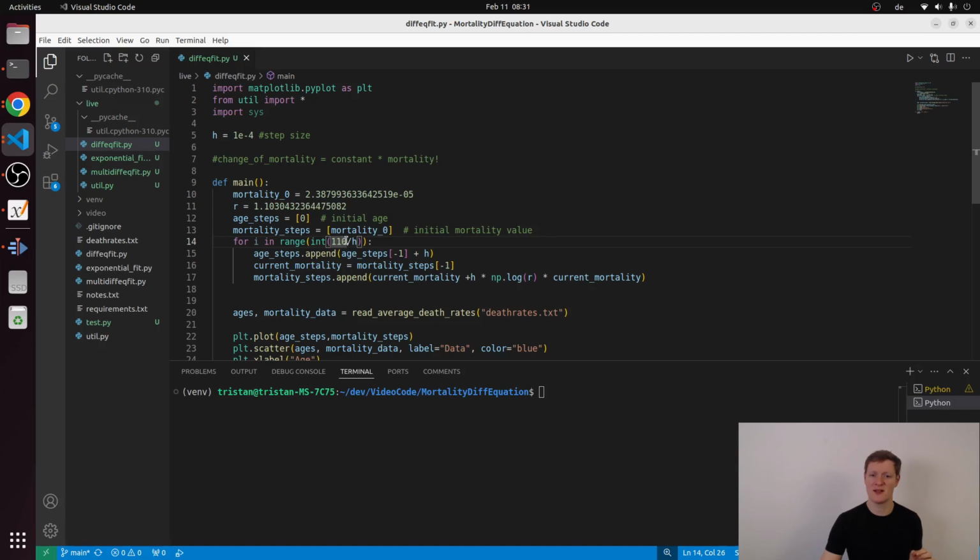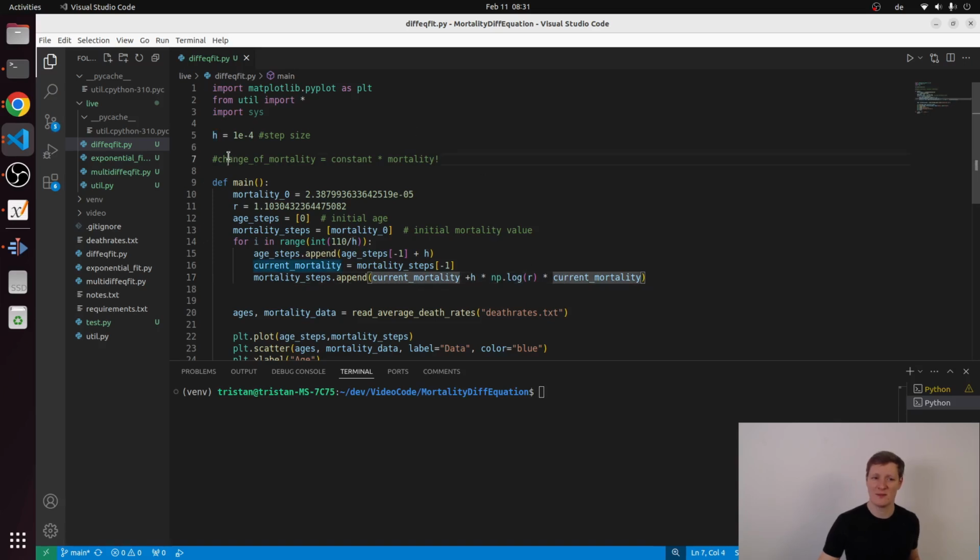And then you can see I actually divided this here by the step size. And the smaller this is, the more numerically accurate we are. But it won't actually change our results unless it's way too large. So our age, we just linearly increase by our step size. But our mortality, we increase it by our current mortality times the natural logarithm of our accumulation factor, and then again this step size here.